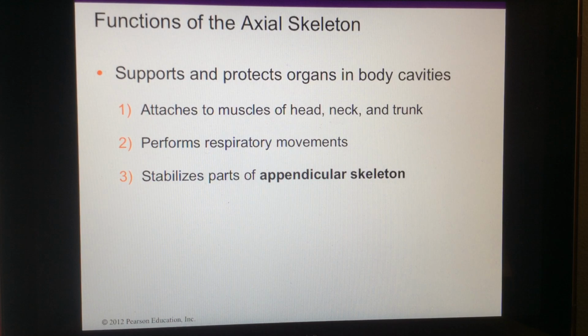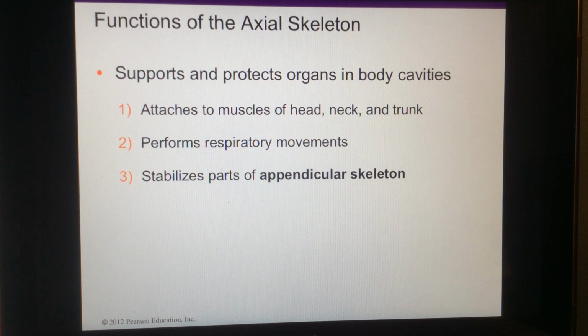So, functions of the axial skeleton is basically it's going to support and protect our organs in our body cavities. It's really going to give extensive surface area for the attachment of respiratory muscles that help with swallowing, speech, things like that. Performs respiratory movements, especially with the thoracic cage and how it moves.